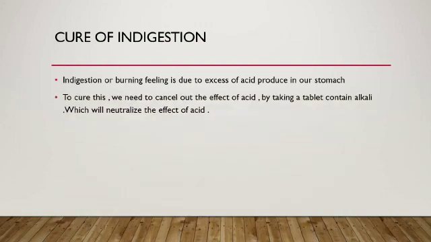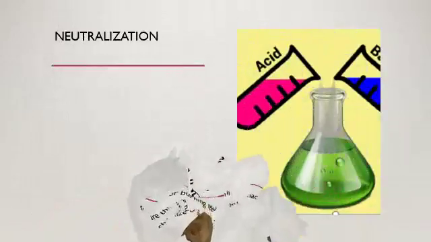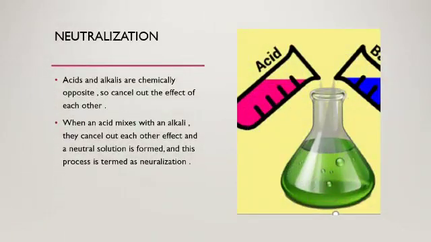Now, let us study the process of neutralization in detail. Acids and alkalis, when mixed with one another, as shown in the diagram, cancel out each other's effect. And when they cancel out each other's effect, the solution that is formed is known as a neutral solution, and the process is known as neutralization. We will study neutralization and what it leads to in further lectures.